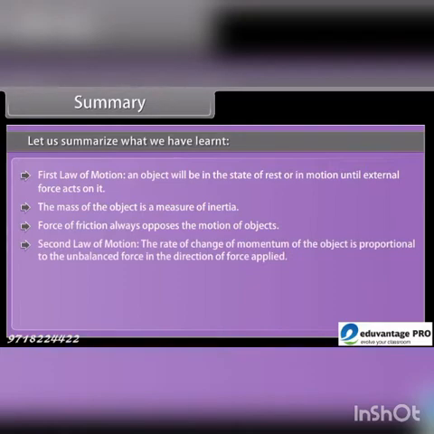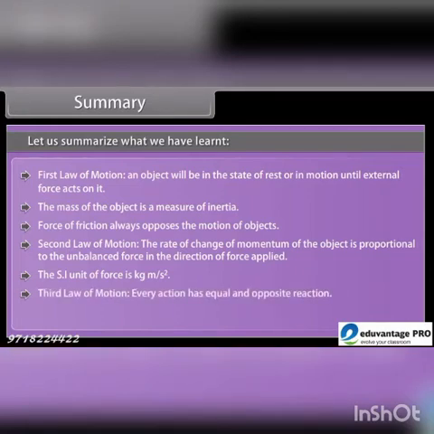Second law of motion. The rate of change of momentum of the object is proportional to the unbalanced force in the direction of force applied. The SI unit of force is kilogram meter per second square. Third law of motion. Every action has equal and opposite reaction. The total momentum is always conserved.